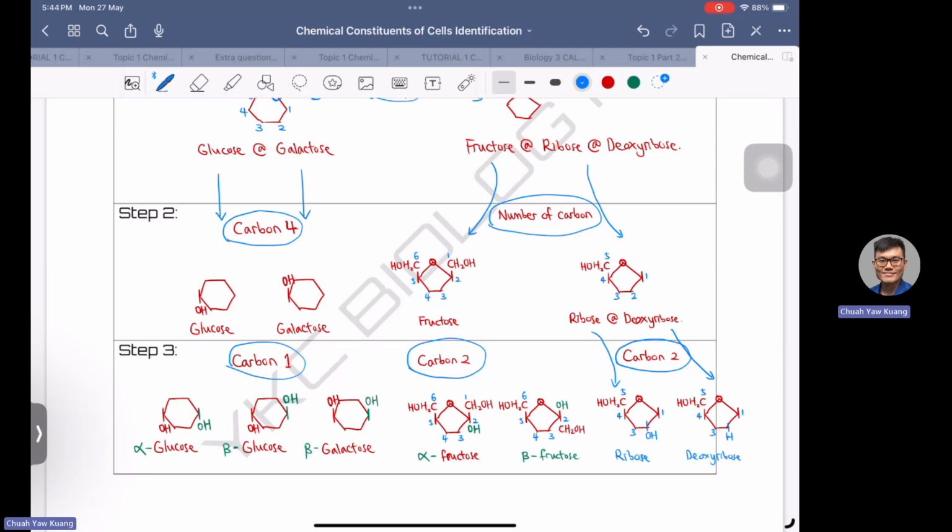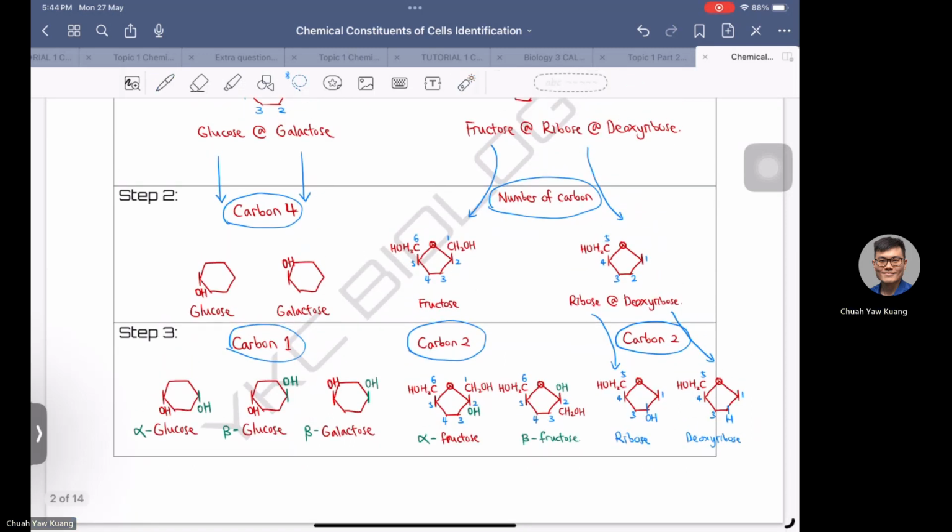But if you want to further differentiate the ribose and deoxyribose, can we further differentiate the alpha ribose and beta ribose, alpha deoxyribose and beta deoxyribose? Yes or no? Actually can. It can be done in step number 4. So how to further differentiate it is, again, we look at the carbon number 1, if you want to differentiate alpha or beta. Okay, so we will discuss further here.